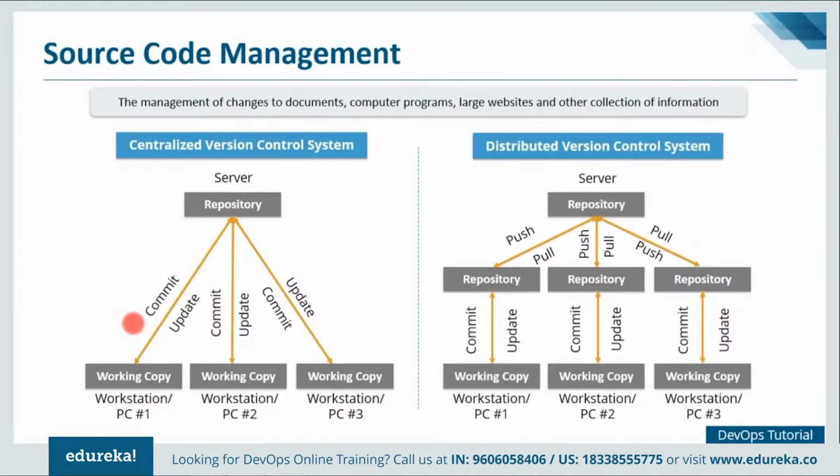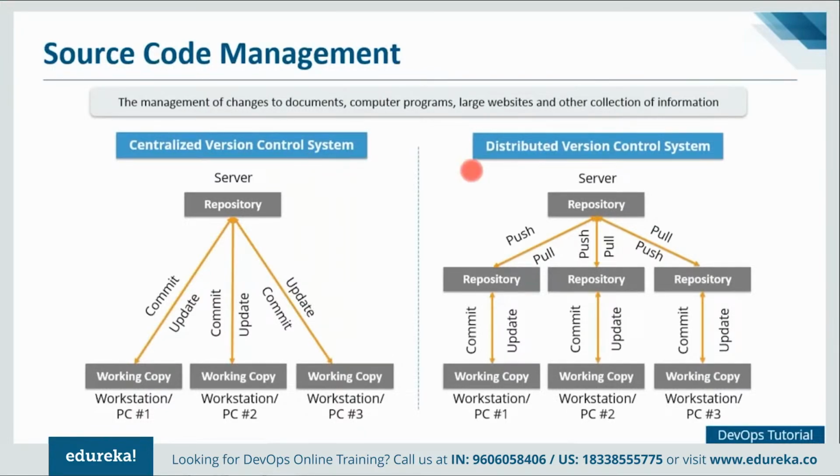But let me now discuss a few disadvantages. First of all, it is not locally available, meaning you always need to be connected to a network to perform any action. Since everything is centralized, in case the central server gets crashed or corrupted, it will result in losing the entire data of the project, right? That's a very serious issue, guys. And that is one of the reasons why industries don't prefer the centralized version control system.